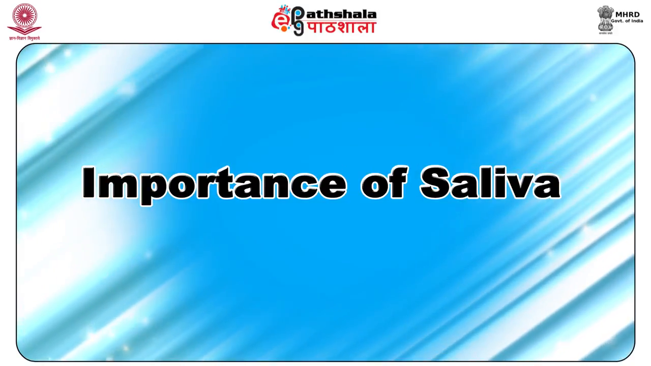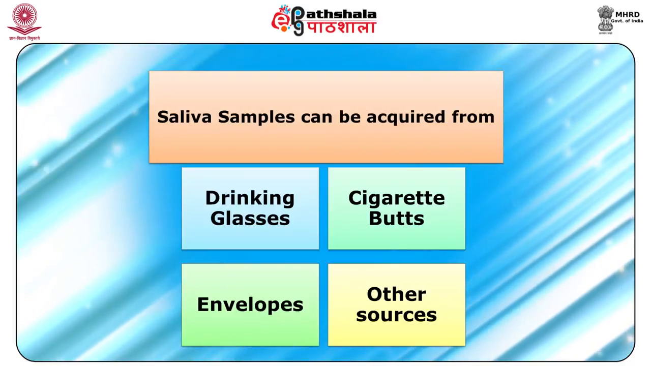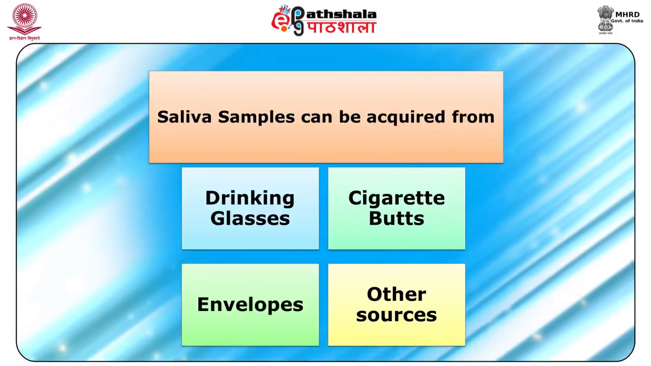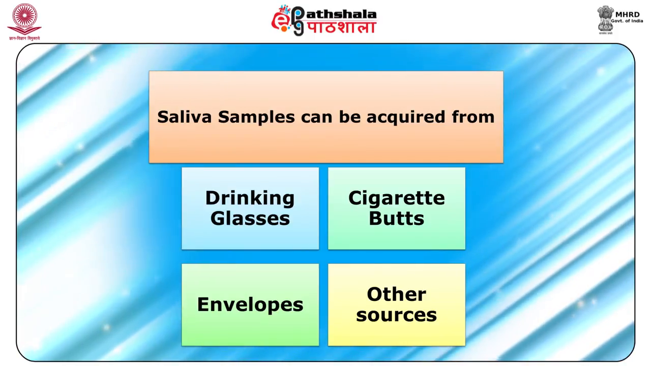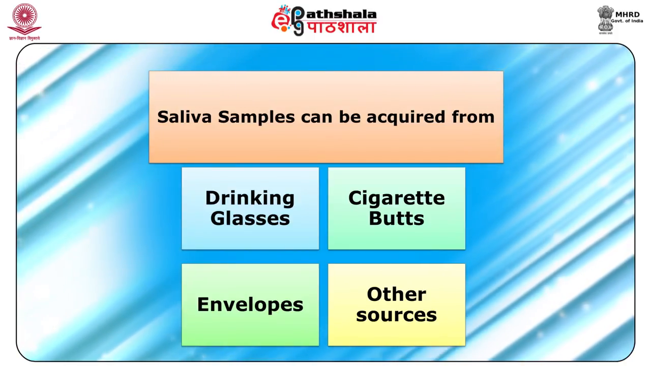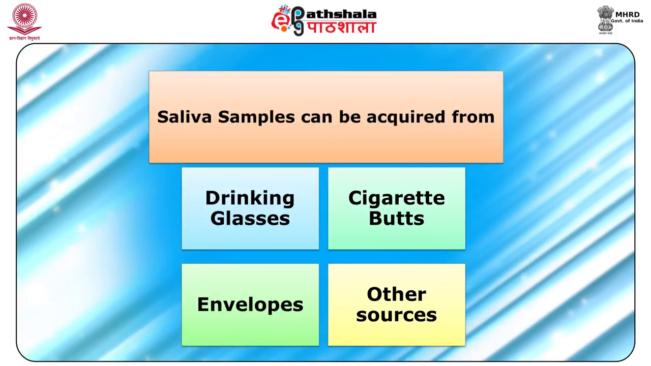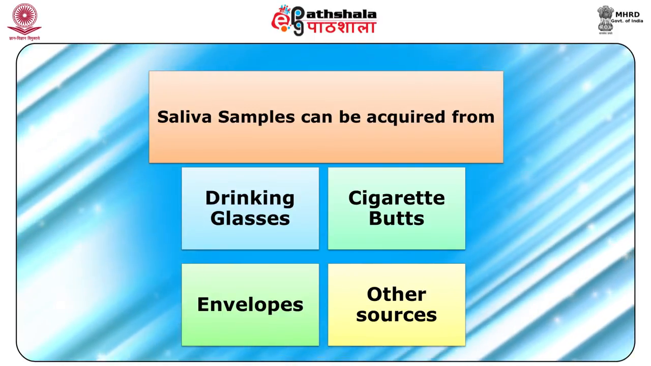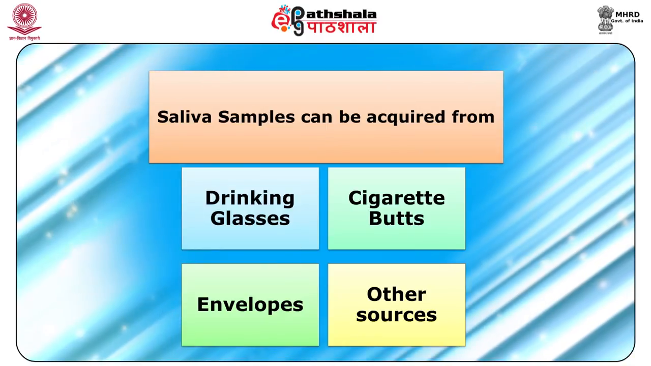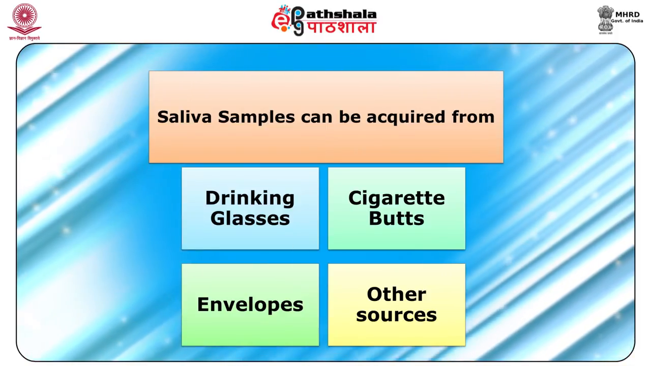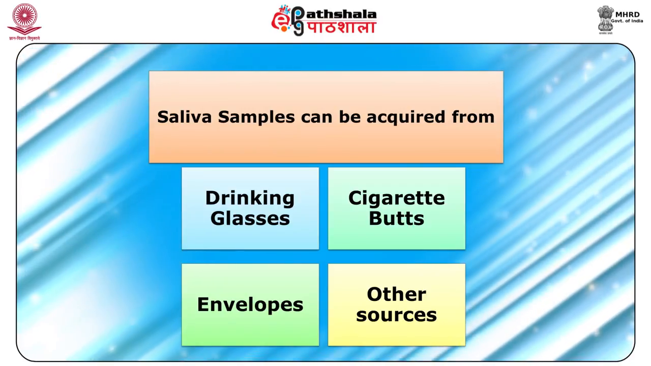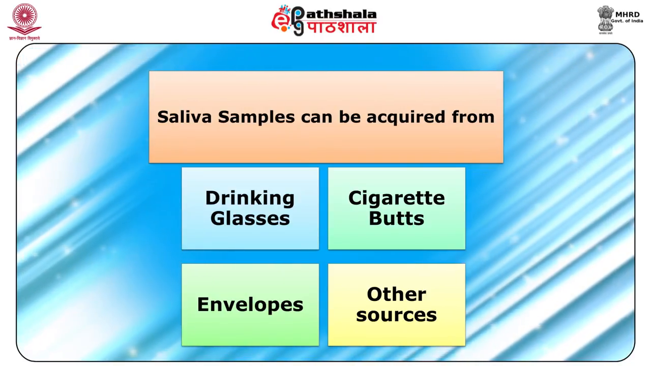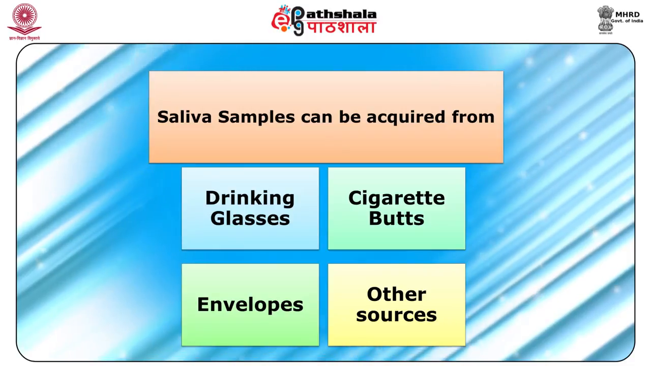Next is the importance of saliva. Salivary tests have been used for a wide range of forensic studies, and saliva is frequently present at a crime scene, along with other bodily fluids. Samples can be acquired from drinking glasses, cigarette butts, envelopes, and other sources, and then used to identify blood group substances or salivary genetic proteins.